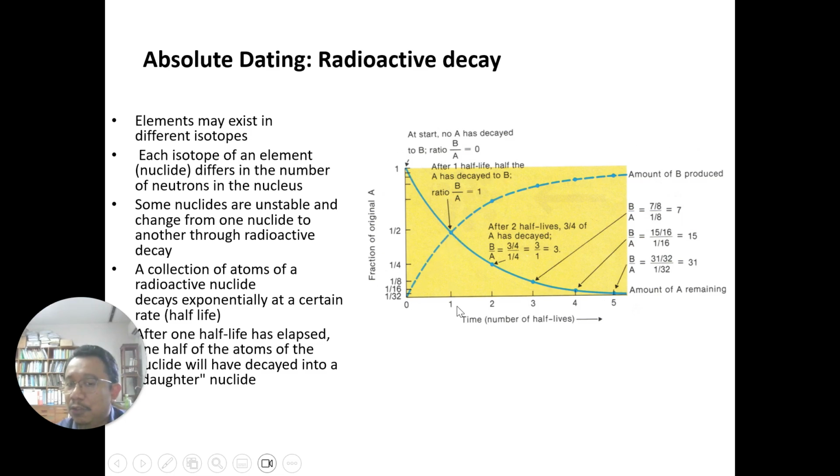Another 500 million years, another half-life. Now it's reduced to a quarter, and so on. So you get an exponential rate of change from the parent nuclide to the daughter nuclide through radioactive decay. That rate is the half-life.